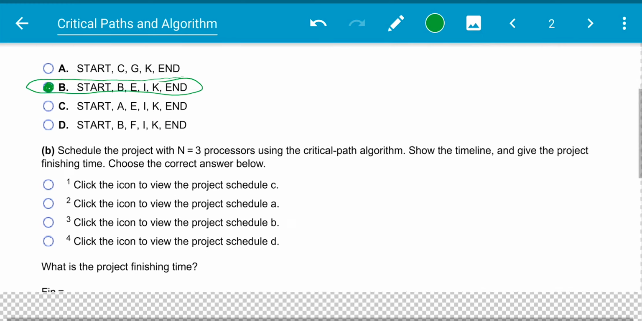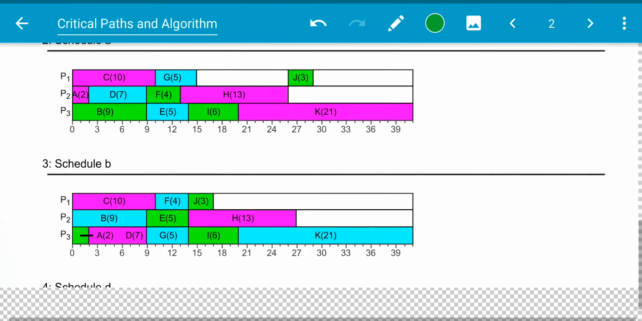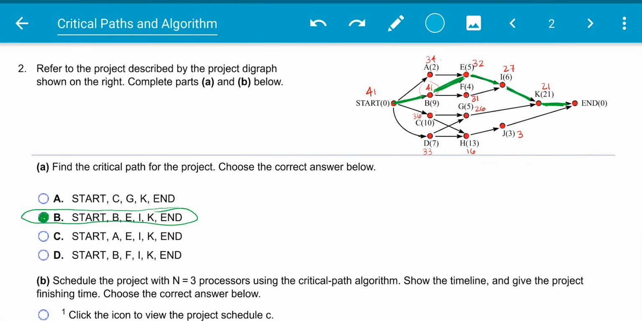So now we're going to schedule the project with 3 processors using the critical path algorithm, and we're going to give the finishing time. So let's look at these right down here. We're going to compare them as we go through. Let's do this the same way we did before.